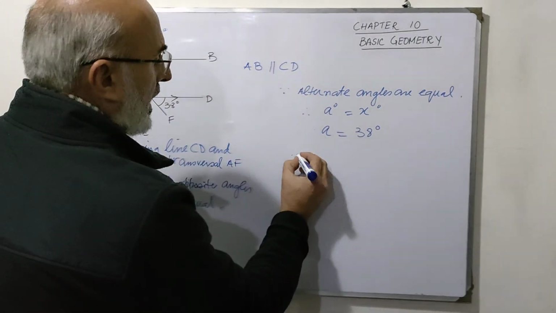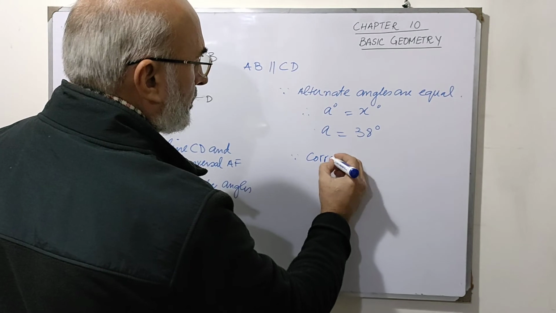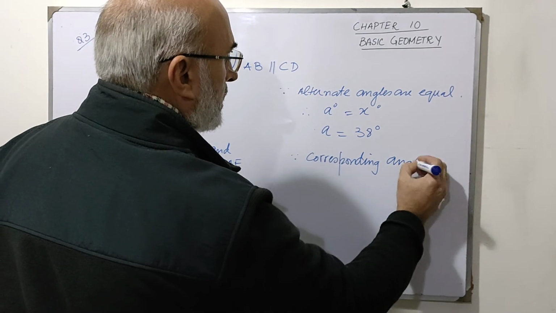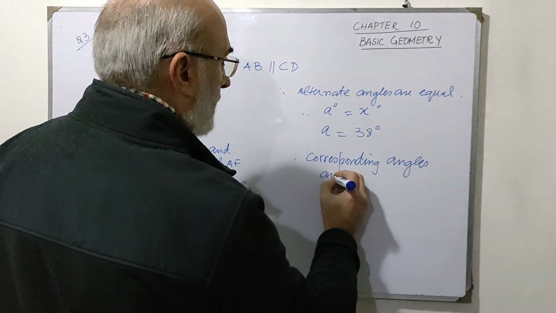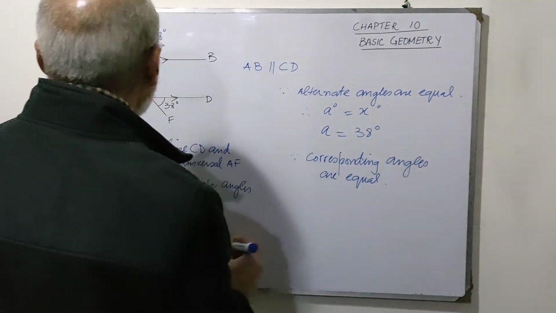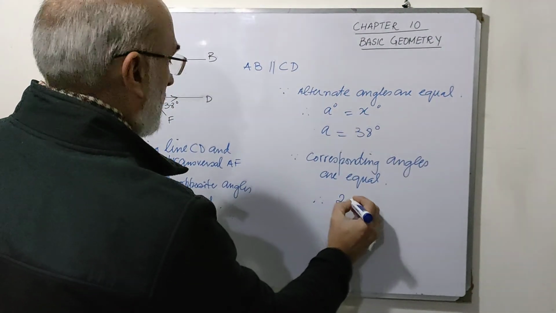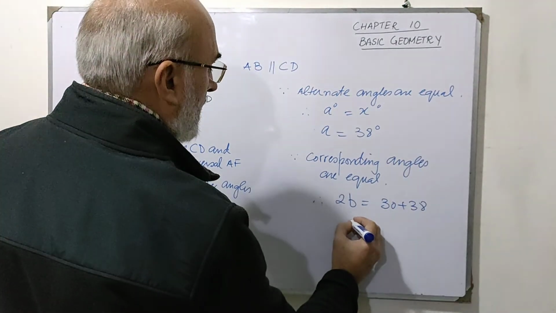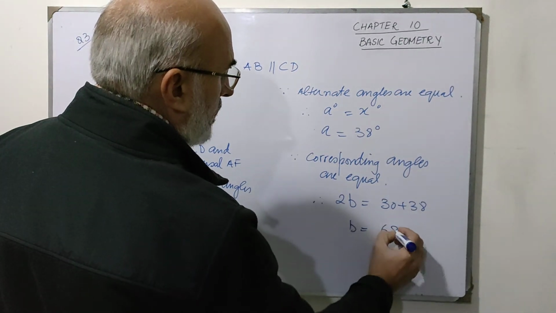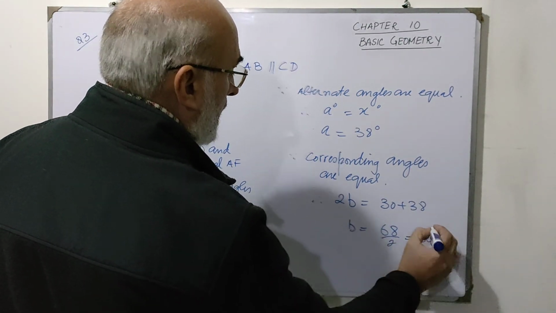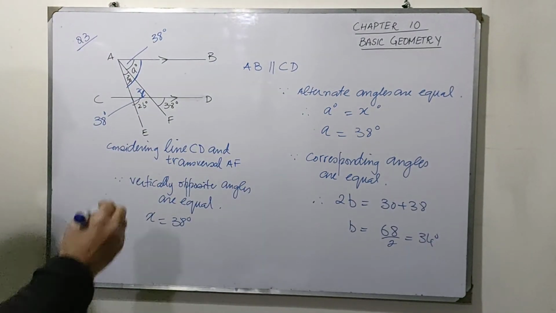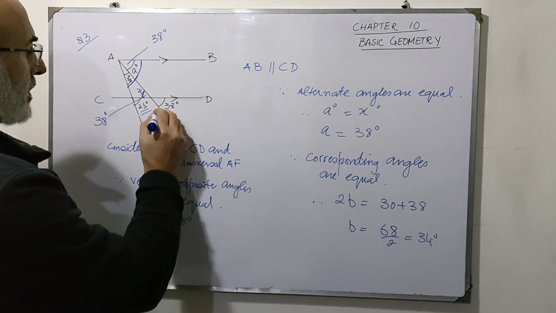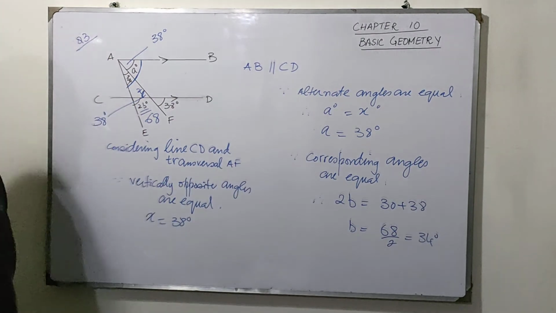And we're going to write, since corresponding angles are equal, therefore 2B is equal to 30 plus 38, which gives B is equal to 68 over 2, which is 34 degrees. So we have the value of B now. It is 34 degrees. So it means that this angle 2B is 68. So this is 68, this is 68, correct?